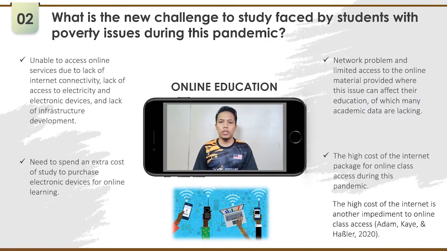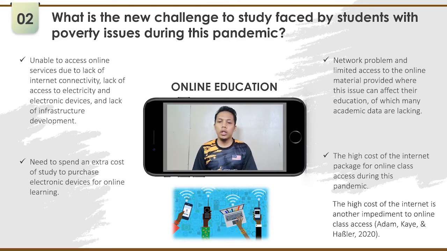Next, based on the other research question, the new challenge faced by students with poverty issues during this pandemic is online education. Poverty students may face a lot of challenges during the implementation of online learning. For example, they are unable to access online services due to the lack of internet connectivity, lack of access to electricity and electronic devices, and lack of infrastructure development.